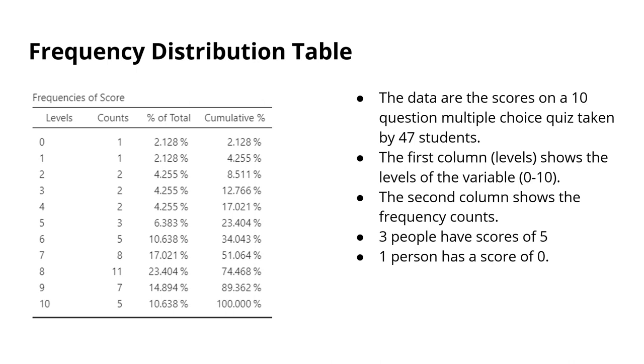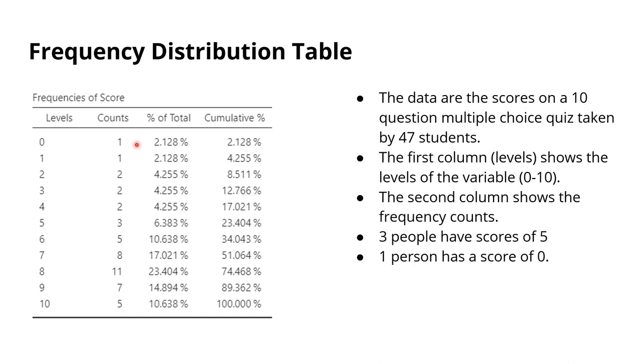So people could have had scores that range between 0 and 10, and that's represented in this levels column. You can see that the scores go from 0 to 10. The frequency counts column is the number of people in each of those categories. So for example, 2 people had a score of 3 on the test. 8 people had a score of 7. 1 person had a score of 0.